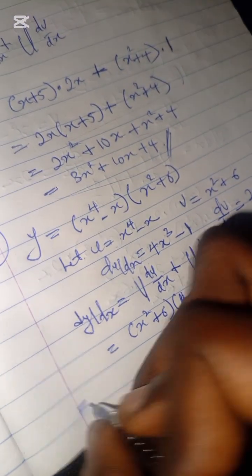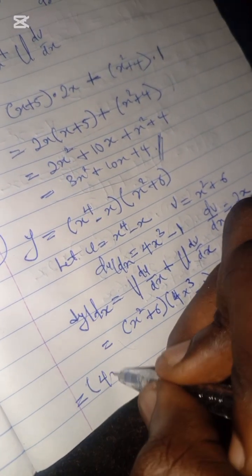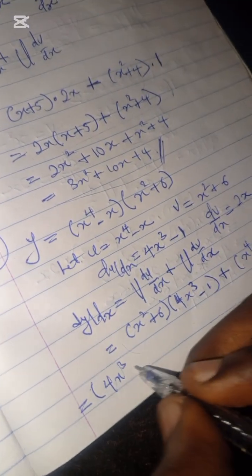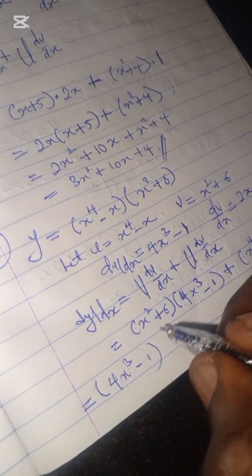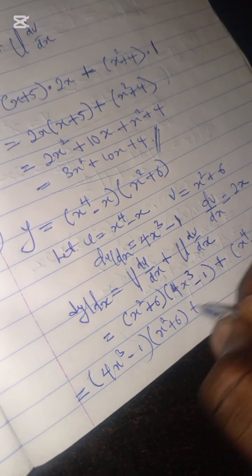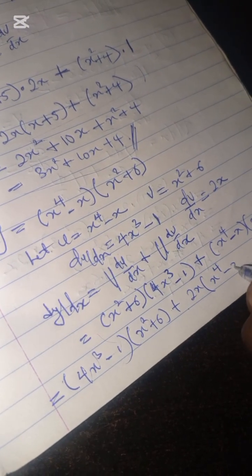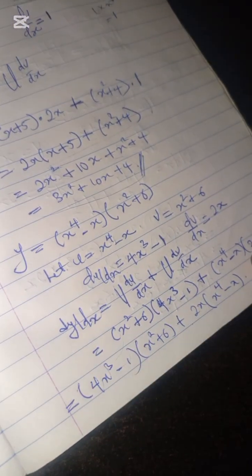So you can just leave your answer in this form. You can just put it this way: 4x cubed minus 1 multiplied by x squared plus 6, plus 2x into x to the power 4 minus x. So this is your final answer.